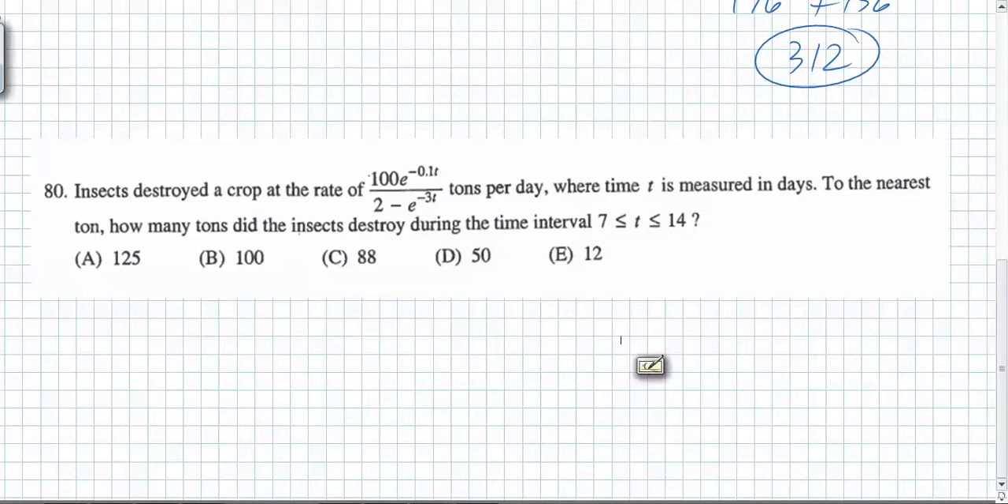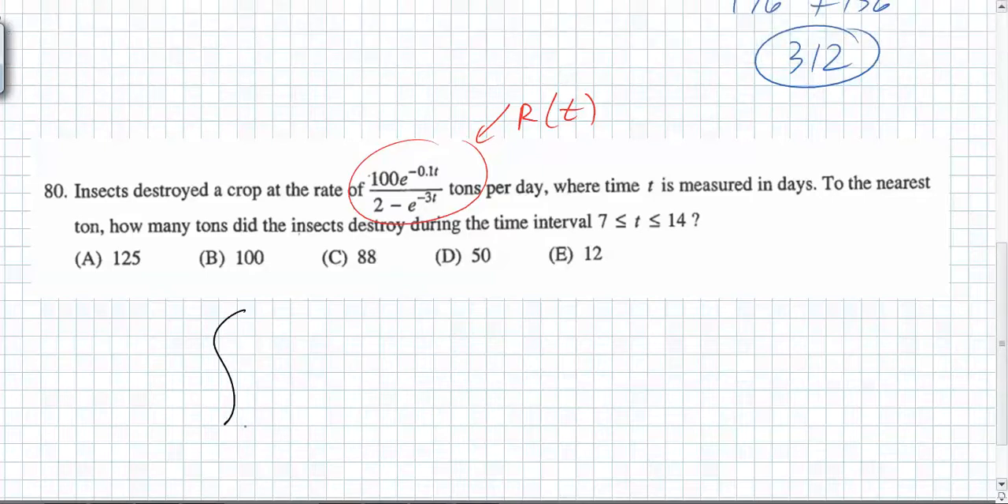Anyway, insects destroy a crop at this rate. So let's just call it R of t. Literally, you could do this on your test. Also, this is multiple choice. So do they care about your work? No. If this was a free response question, which it could be, then it says to the nearest ton, how many tons did the insects destroy from 7 to 14 days? How do you solve this? What do you calculate?